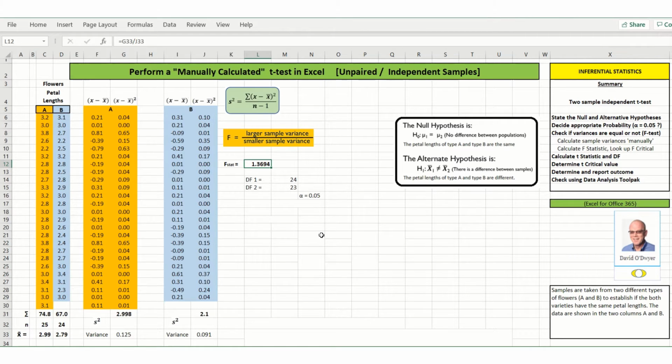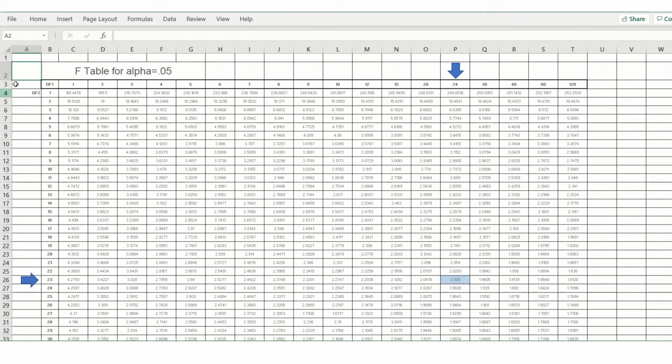We've set our value of alpha equal to 0.05. So we're now in a position to look up our F table to determine our F critical value. We look up the table for alpha equal to 0.05, which is our appropriate level. We look along the columns for the sample with the highest variance, which in our case was A with 24. We look down that column, using DF2 for the smaller variance, which is 23 in our case. The intersection of those two figures gives 2.005 as our F critical value.